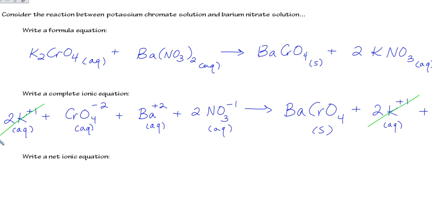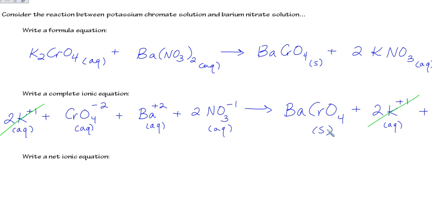Chromate was aqueous on the original reactant side. Now chromate is part of a solid. That's different. The chromate ion has changed. It's not a spectator. We have to keep it. The barium started as an aqueous ion, but again, it ends as a precipitate, a solid. Barium ions have changed. We keep them in the equation.